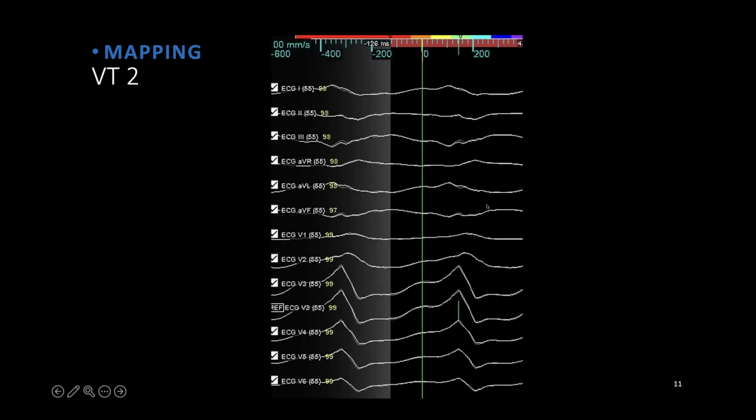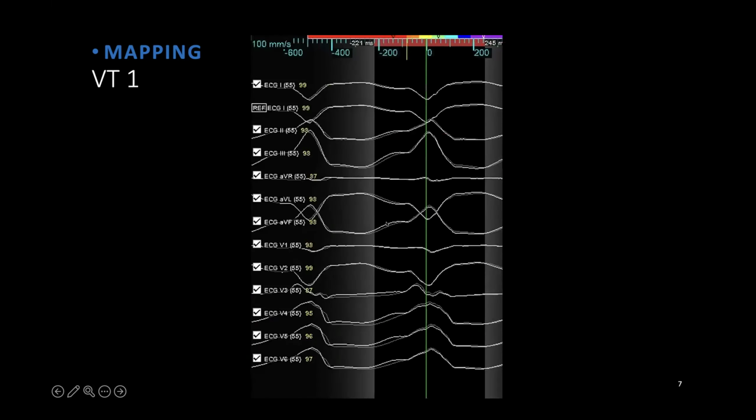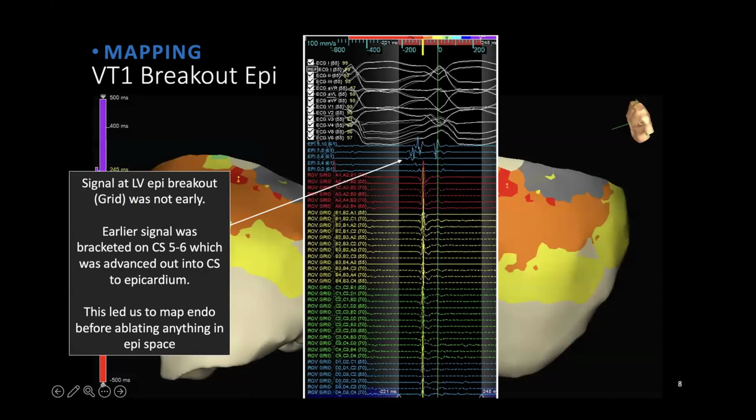Another point I want to make is that all the tachycardias have a similar configuration, where we see these delta waves. Let me go back to VT1. This delta wave, with what we call the MDI, or maximum deflection index, was very high, more than 0.56, in this case 0.7. So everything was suggestive of epicardial origin, and that's also why our initial thought was to go to the epicardial space first.